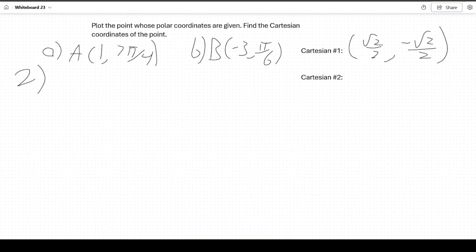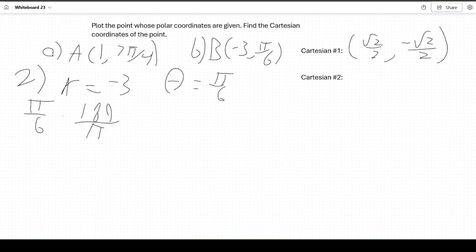Let's look at problem B. So we are basically repeating the same thing we did for problem A. So now we just do the polar coordinates. So r is equal to negative 3 here, and theta is equal to pi over 6. We gotta do the little method to find the degrees. So pi over 6 times 180 over pi. Cancel out the pi. 180 over 6 is equal to 30 degrees.